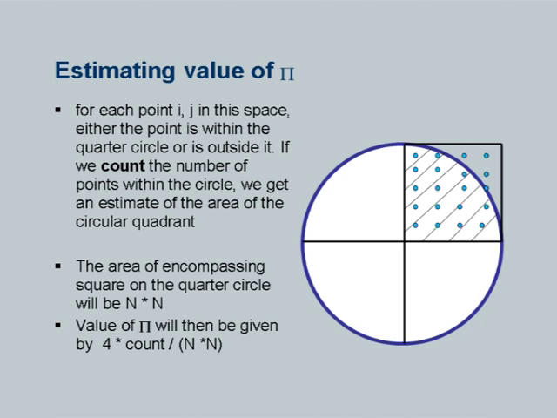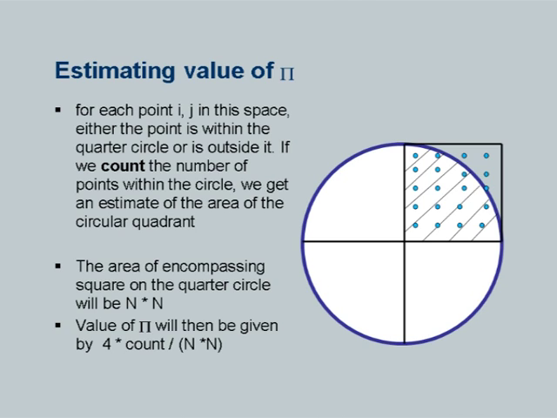If I count the points which lie inside the circle, for example, this point, this point, this point, they don't lie inside the circle, but these points do. I have to figure out a way to determine whether a point lies inside the circle or not. But if I do and count such number of points, then by simply calculating n square and taking the ratio of count to n square and multiplying it by 4, I will get the estimate of pi.